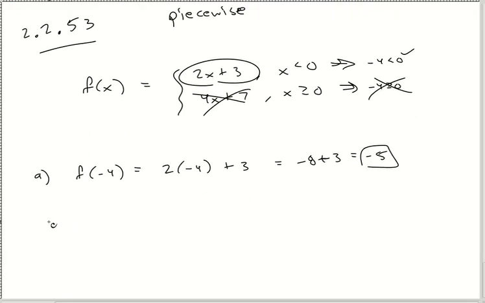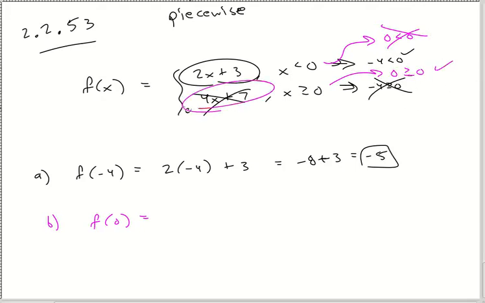Part B says find f of 0. So I'm going to go through and check to see which one it makes sense with. Is 0 less than 0? No. Is 0 greater than or equal to 0? Yes. Little equal sign down there. So I like this guy now. 4 times 0 plus 7. Notice I'm just plugging it into that function. Instead of x, you put a 0. 4 times 0 is 0, plus 7 is 7. There you go.